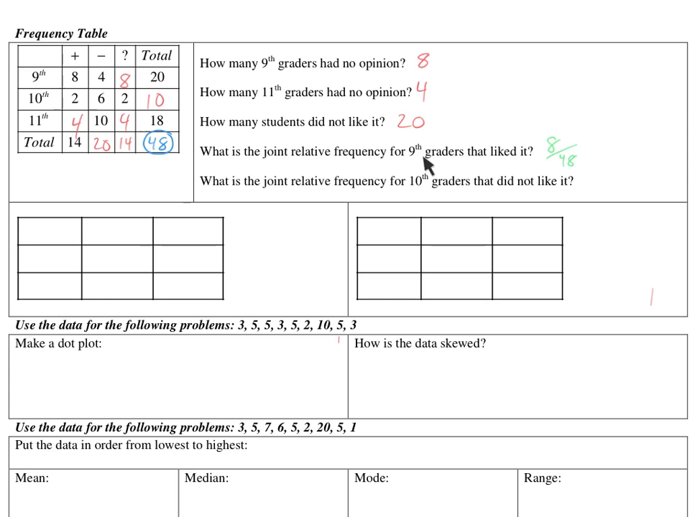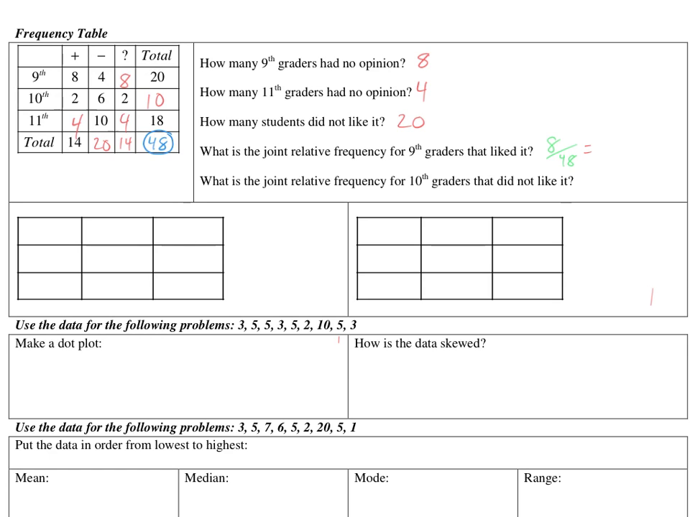So what is the joint relative frequency of ninth graders that liked it? There were 8 ninth graders that liked it. So how many ninth graders that liked it are there? 8 out of the 48. So what percent of the population is this, or what fraction is it? So we just reduce this fraction.